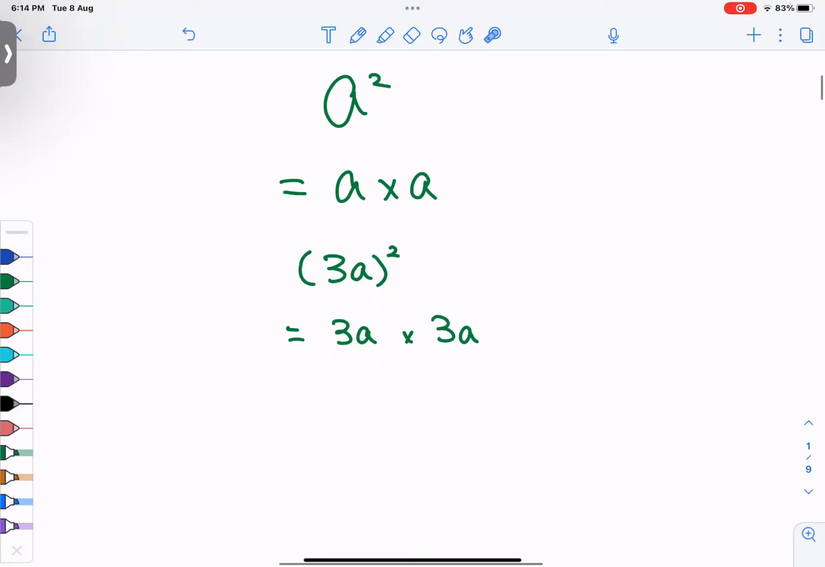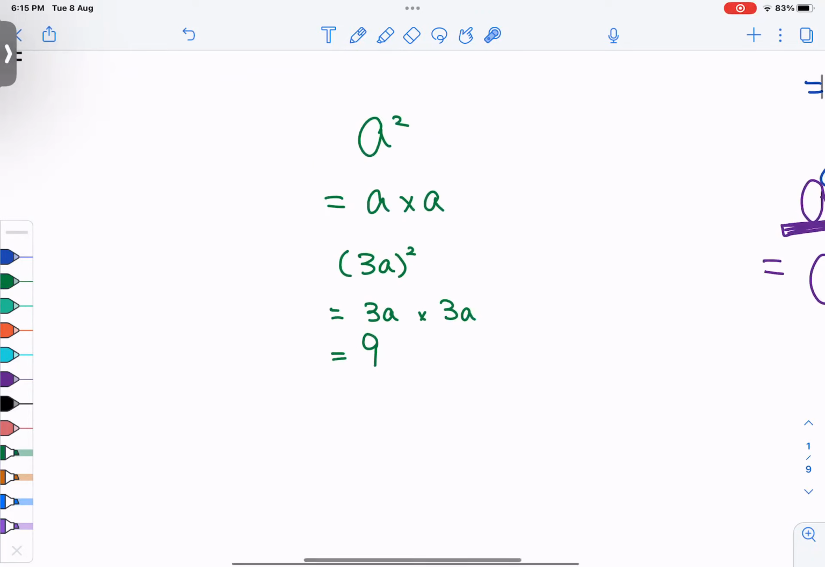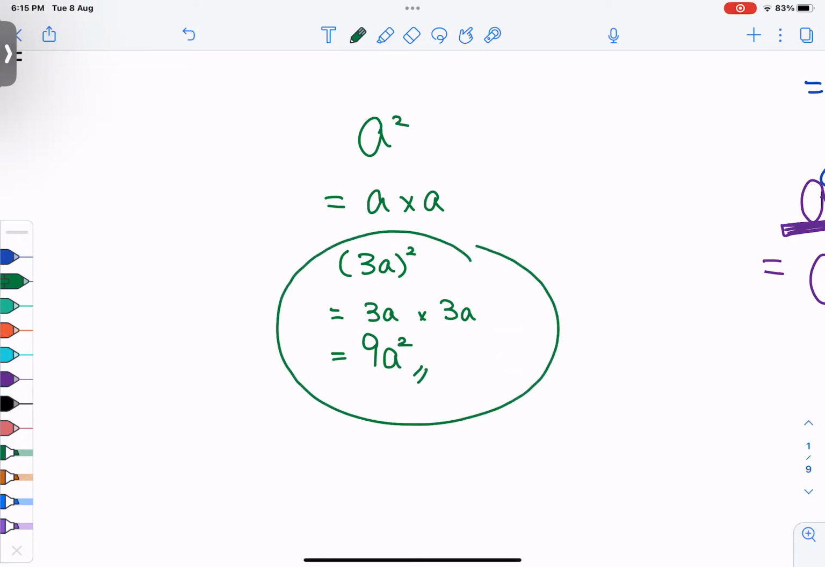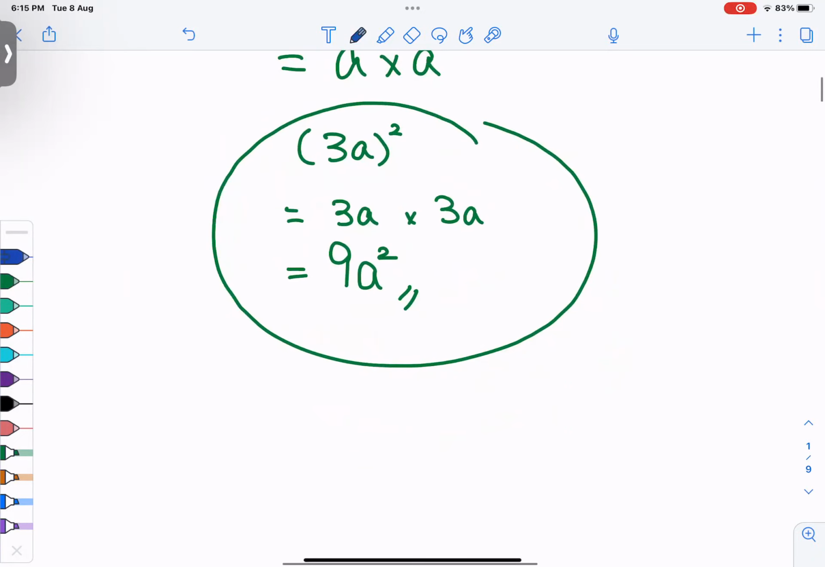Next thing that you have to deal with is numbers deal with numbers. So 3 times 3, you have 9. And then a times a, if it's times, you add up the power. So a times a, you have a squared. That's it for this part. Do you get this part? Yep. Now, can you try this one? What will you have?